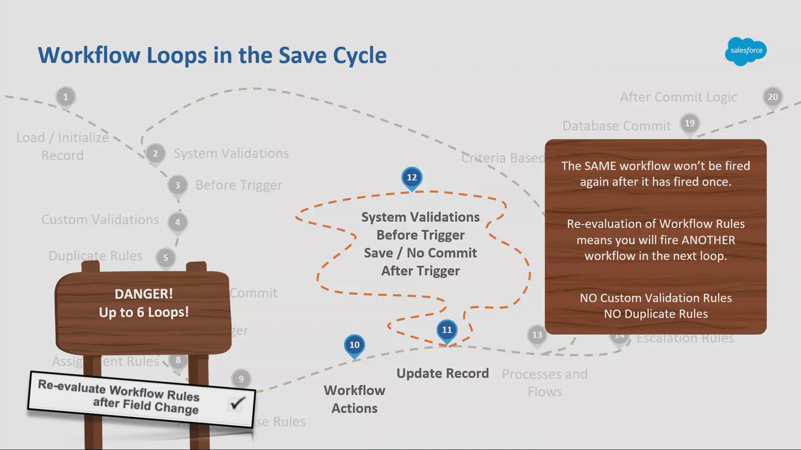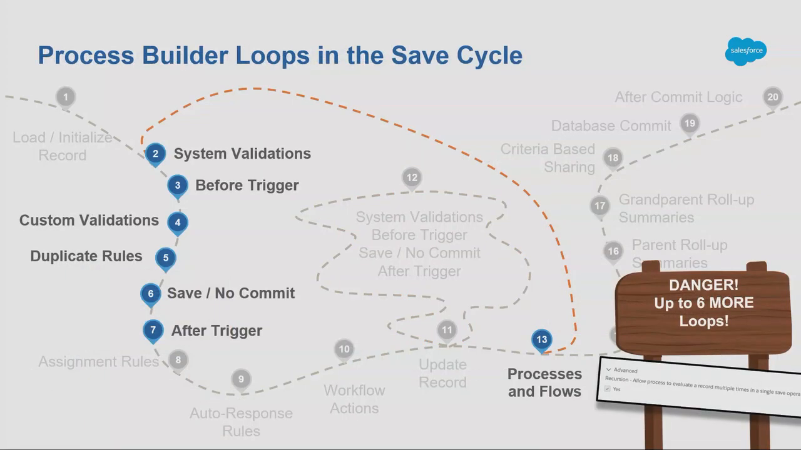Let's look into this. A workflow field update, that is step 11 or 10, and then we go through a small loop. This small loop starts with the system validations, no custom validations, system validations only. So for example, if this is an email in an email field, that could be a system validation. Then the before trigger starts, it's saved, and the after trigger. That's it, not more. And there's no custom validation and no duplicate rules are fired again.